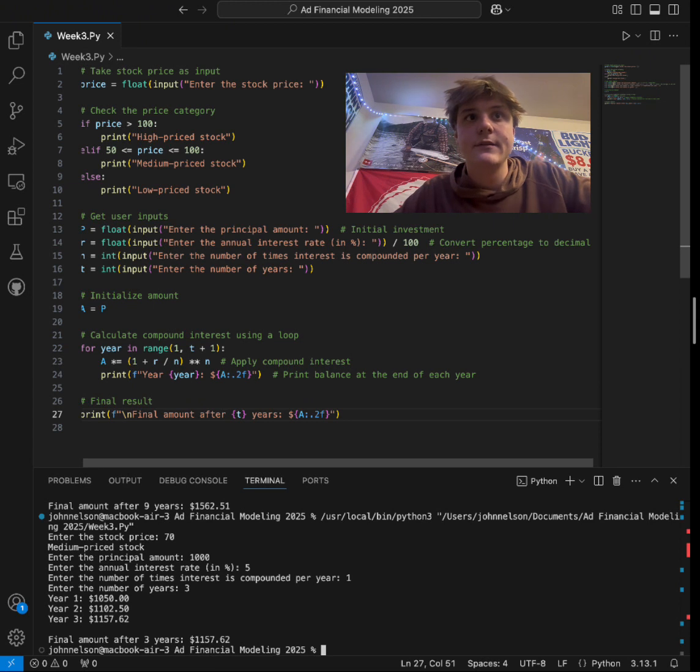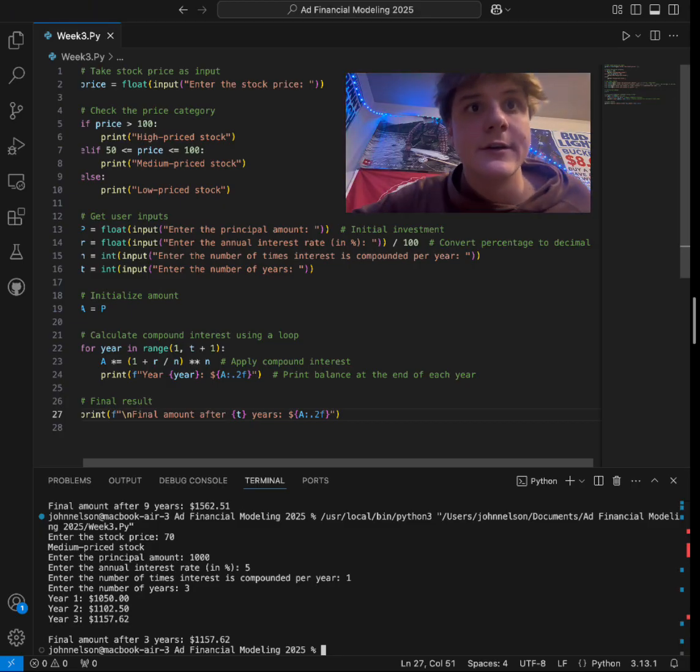And then print f year is year, A, 2f, number sign, print balance at the end of each year. And then number sign, final result, which is showing what you got. Print final amount after blank years is.